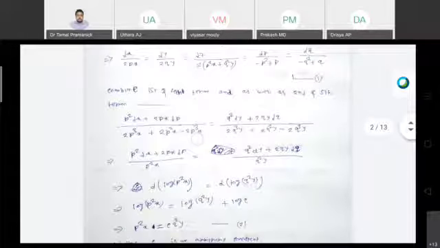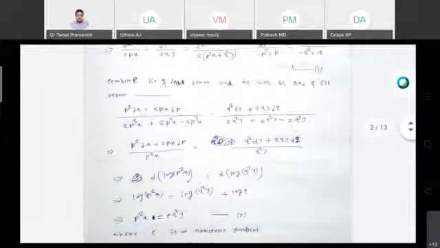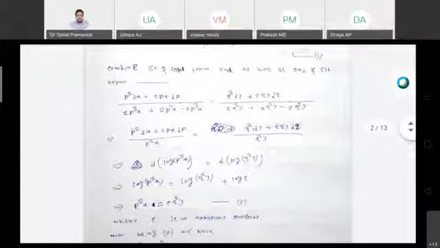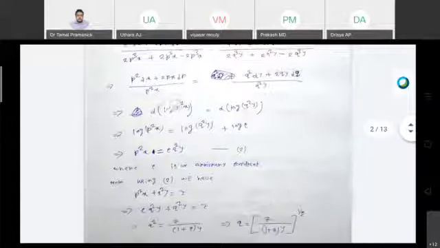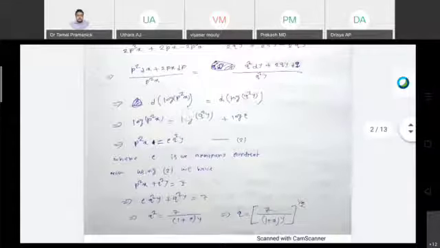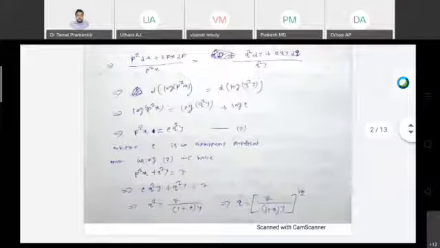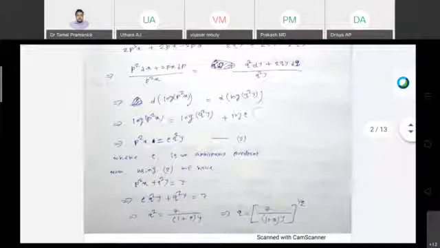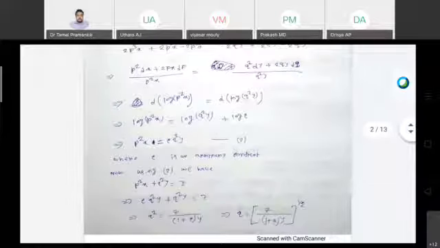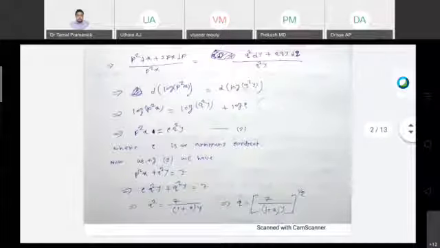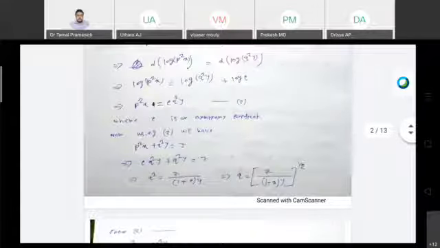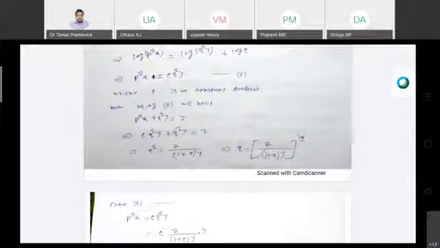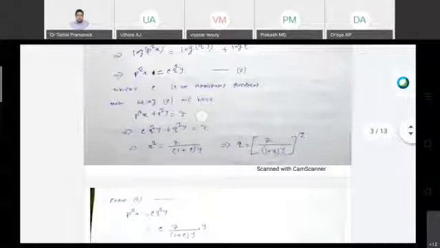After calculating this, the denominator gets removed, so you have d of log p squared x, because if you differentiate log p squared x, you will get this. Similarly, log q squared y. After integration, a log c term will come. You will get p squared x equal to c q squared y, where c is a constant.